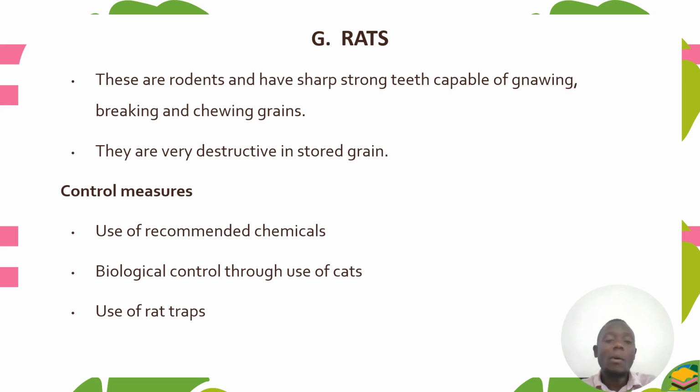So how can we control these rats? The first control is by using the recommended chemicals. There are recommended chemicals which are used to control the rats, so use those chemicals and you are able to control the rats. Then you have biological control through the use of cats. If you know that there are rats in storage places, you can just introduce the cats; that one is biological control. Then use of traps. You can make traps to control the rats.